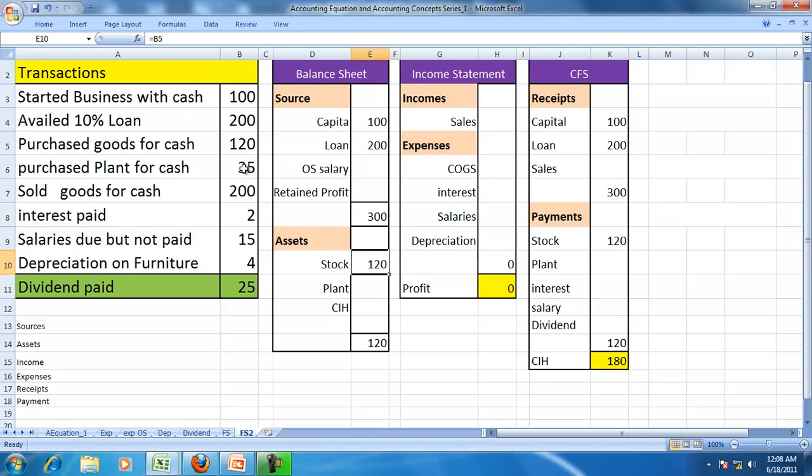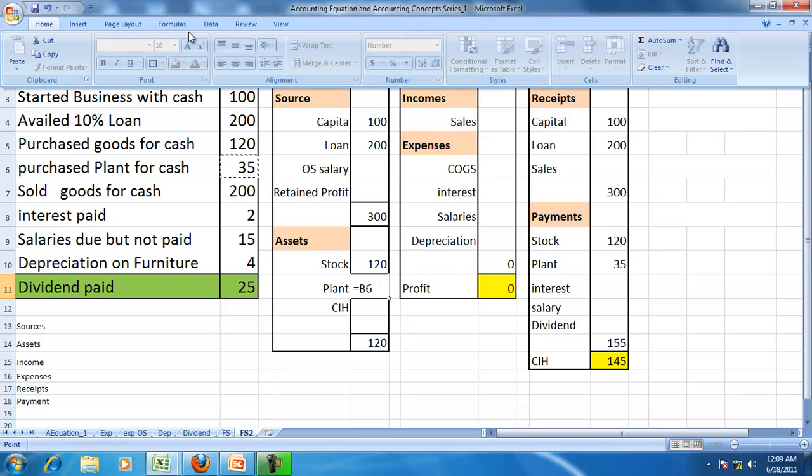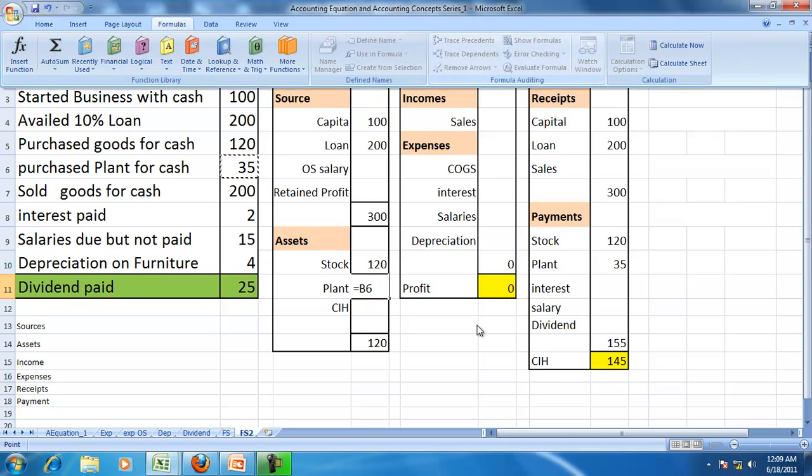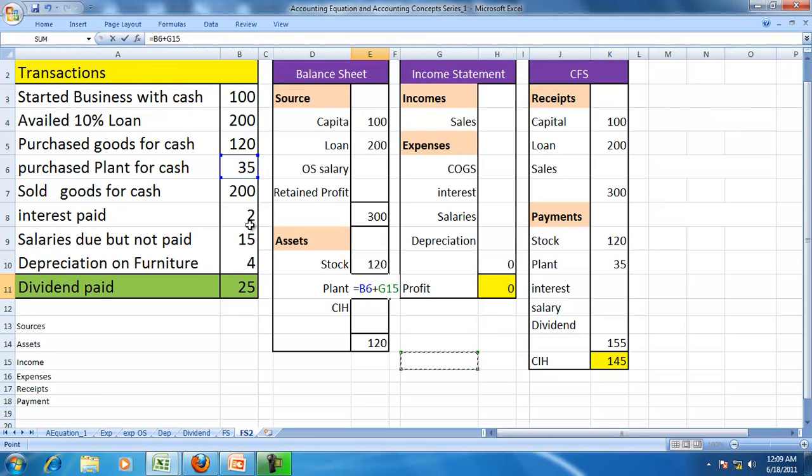And when I'm purchasing a plant for cash, once again I'm making a payment for plant, and plant is an asset. Just to show once again that you can see that. So maybe I'll go back. So plant, how much is it? 35. And then you're selling the goods for 200. So this is the first time we get sales, which is an income.